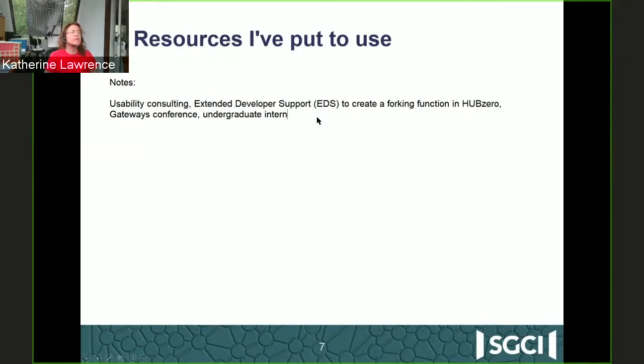Great. So were there any resources that were specifically part of the boot camp that you put to use, things that they might have mentioned?